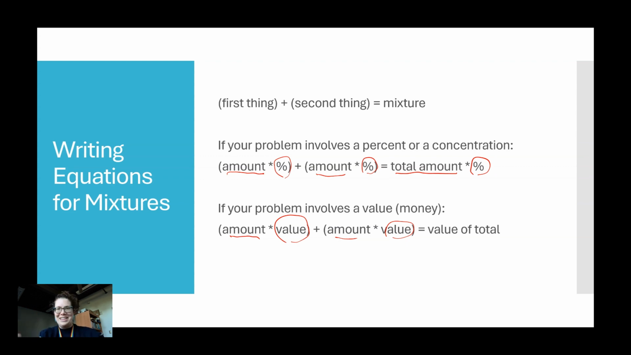First thing plus the second thing equals the total thing, right? And first thing and second thing and total thing are all going to be multiplied by whatever it is that's our thing we're using, a concentration, a percentage, a price, a value, etc. So let's dive in and see how these work.